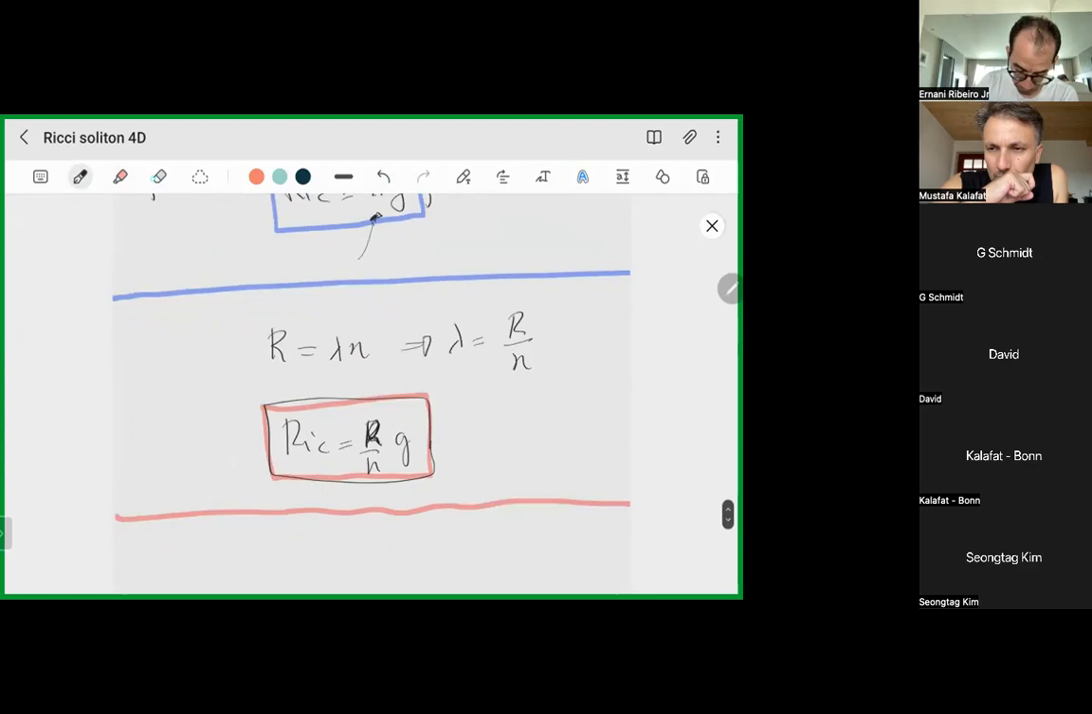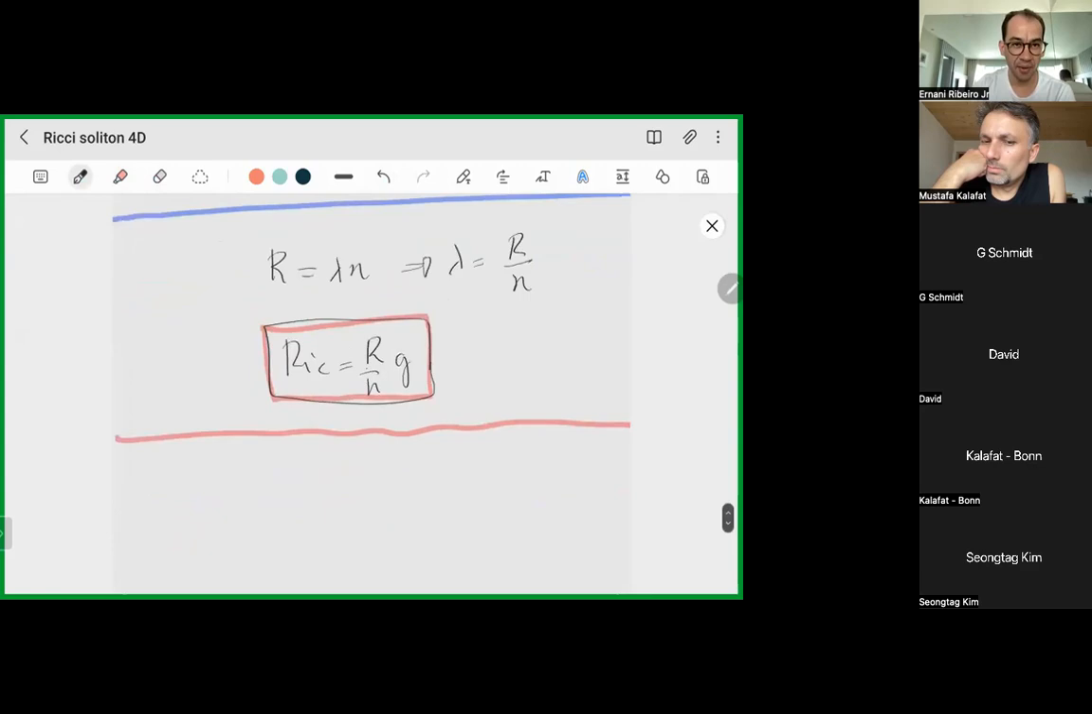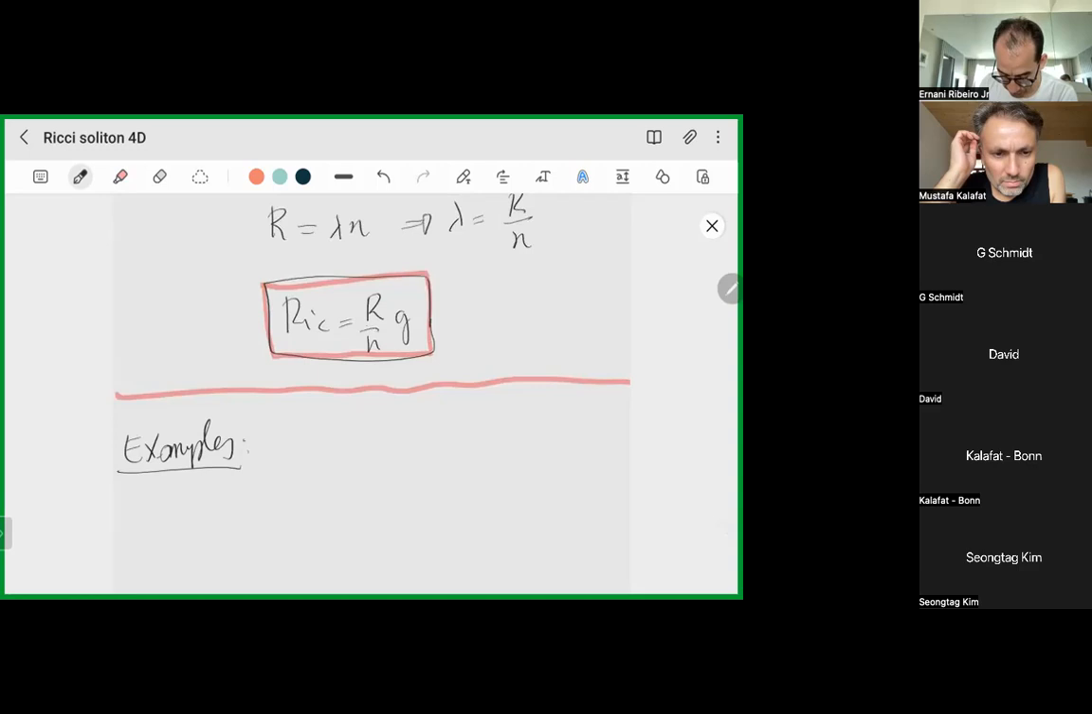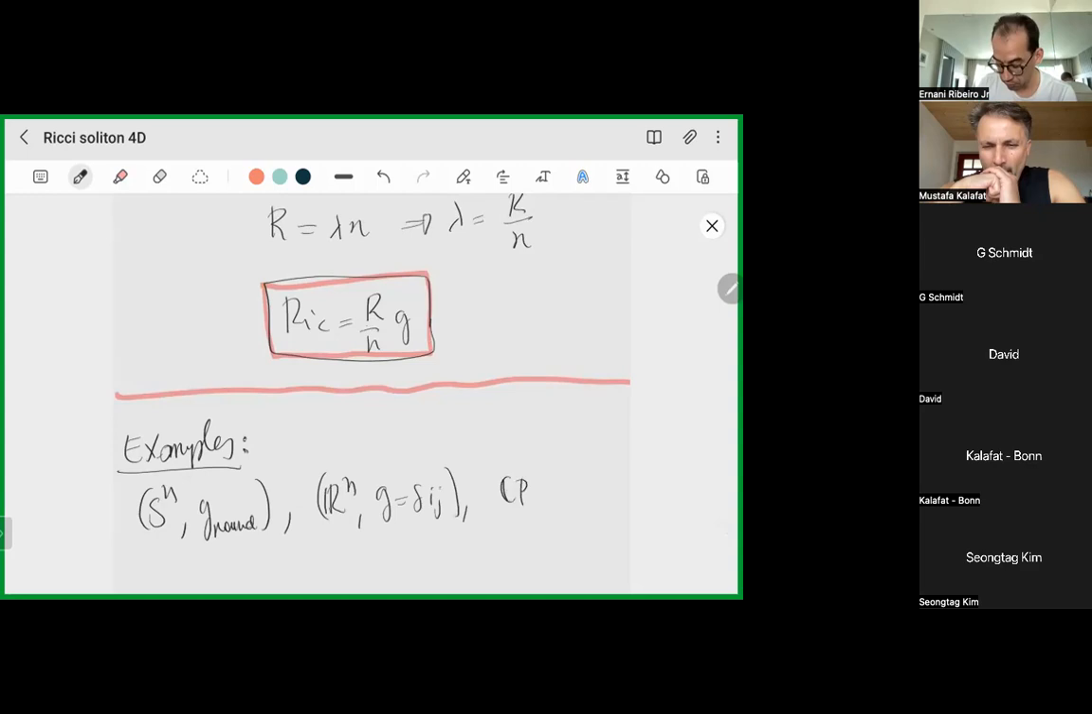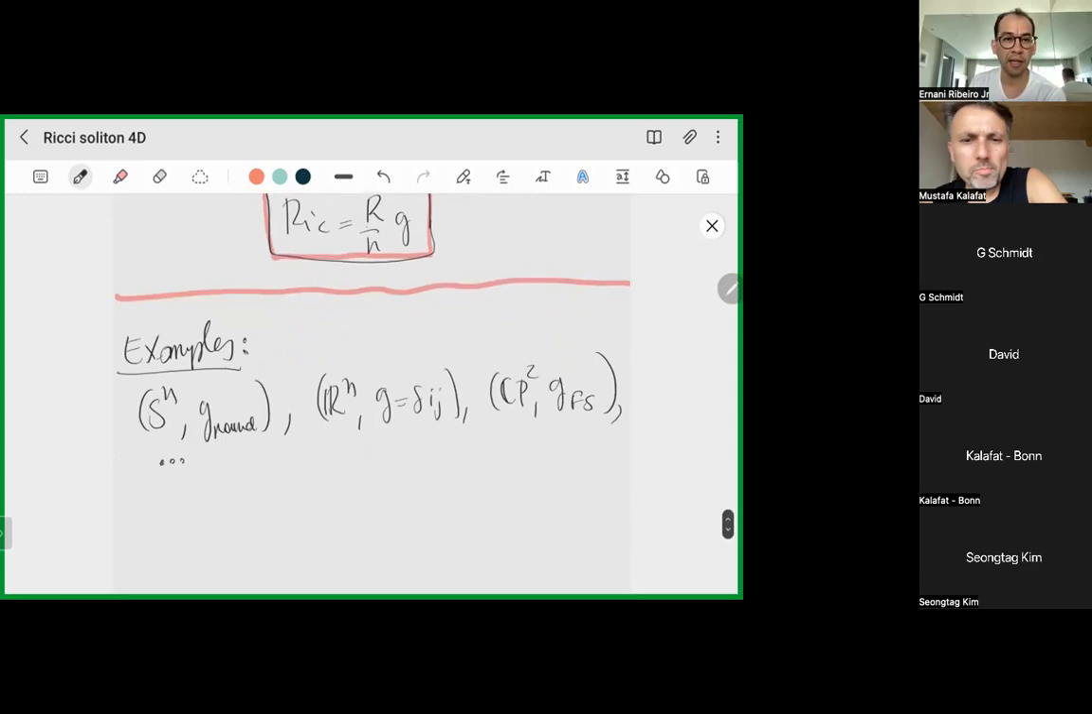Then we need to discuss examples. Without examples, it's very difficult to do geometry. The first example is the round sphere, which is an Einstein metric. Another example is the Euclidean space with the standard metric, or the complex projective space, let me put here complex dimension two, just to be more specific, with the Fubini-Study metric. There are many others.